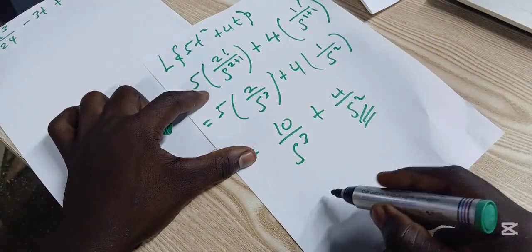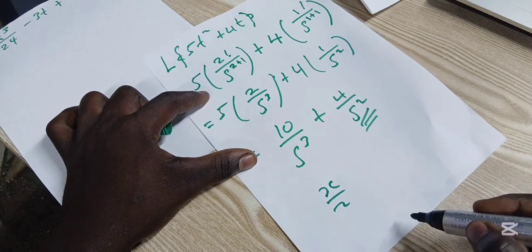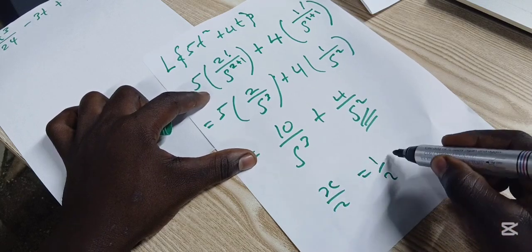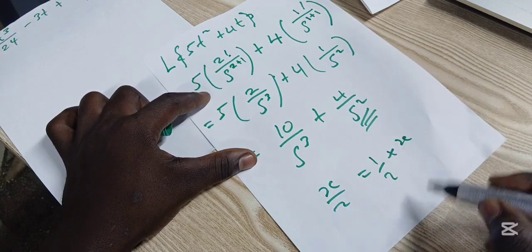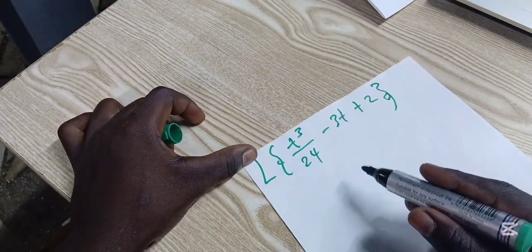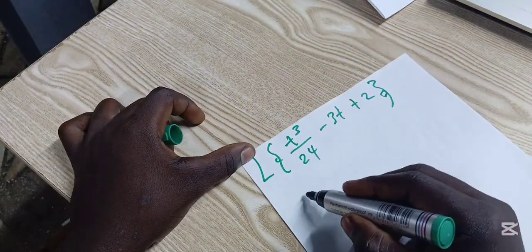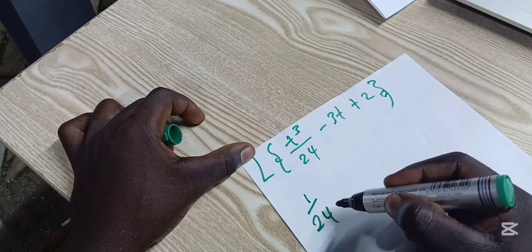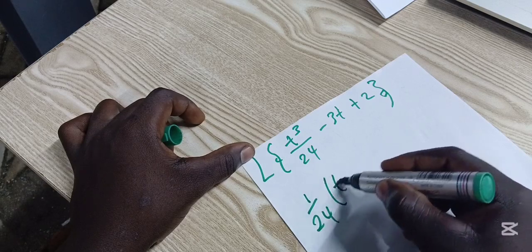Let's say if we have something like x out of 2, it is the same as writing it as 1 out of 2 multiplying by x. So let's go ahead and simplify this. So t to the power 3 out of 24 can also be written as 1 out of 24 multiplying by t to the power 3.